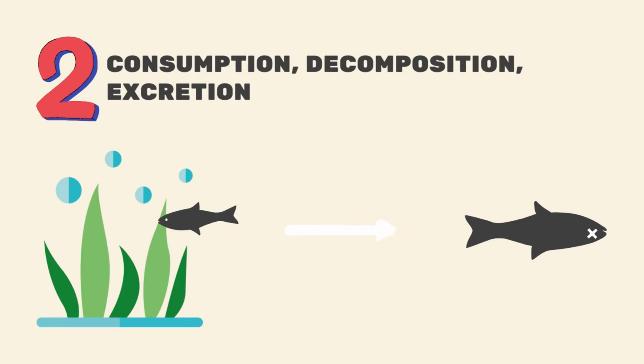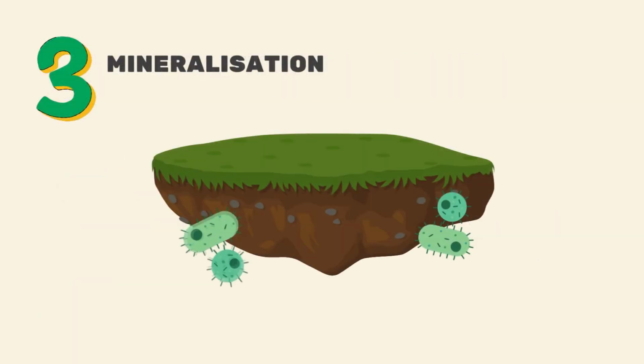The next step is consumption, decomposition, and excretion. Plants take up inorganic phosphate from the soil. The plants may then be consumed by animals. Once in a plant or animal, the phosphate is incorporated into organic molecules such as DNA. The organic phosphate is returned to the soil when the plant or animal dies by either decomposition of biomass or excretion by consumers.